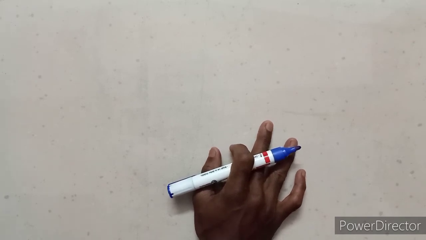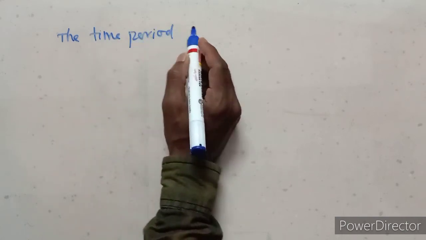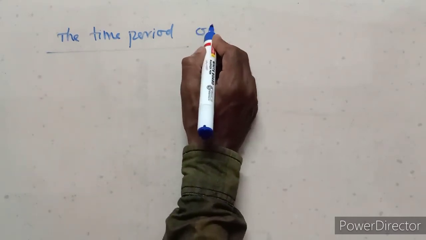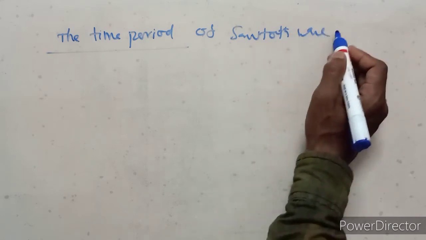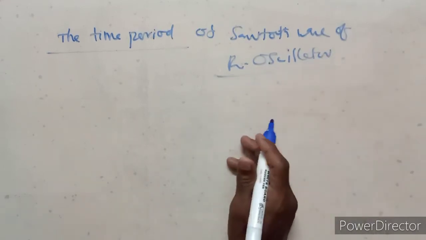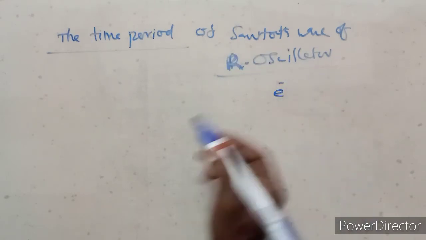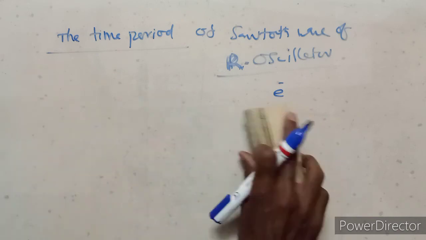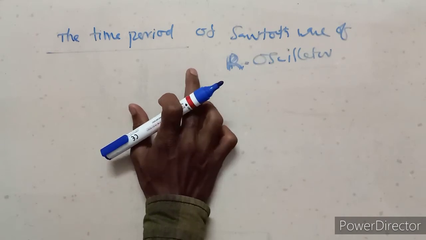The mathematical theory of the relaxation oscillator. So first of all, the time period of the sawtooth wave of the relaxation oscillator. Mainly the relaxation term is linked with the exponential term. Okay, so here we have to determine the time period.